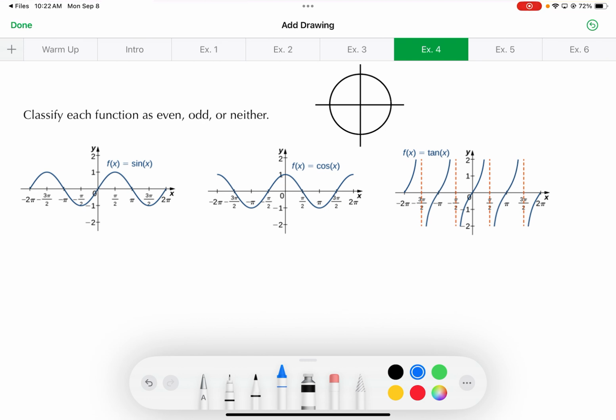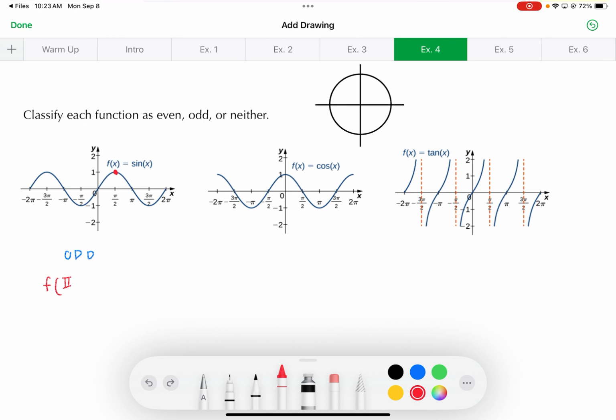We've got a couple trig functions here. I already have them graphed for us just for the sake of time. And let's start with the sine function there. Notice that sine curve has symmetry with the origin, right? So we can say that this is an odd function. And I can kind of prove that looking at a couple critical values here. So notice right up here at the top of the curve, that would be f of pi over 2. That's 1, right?